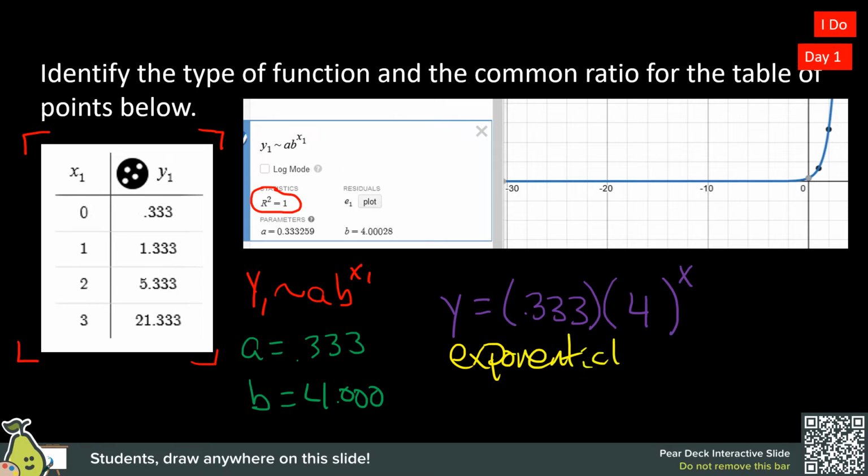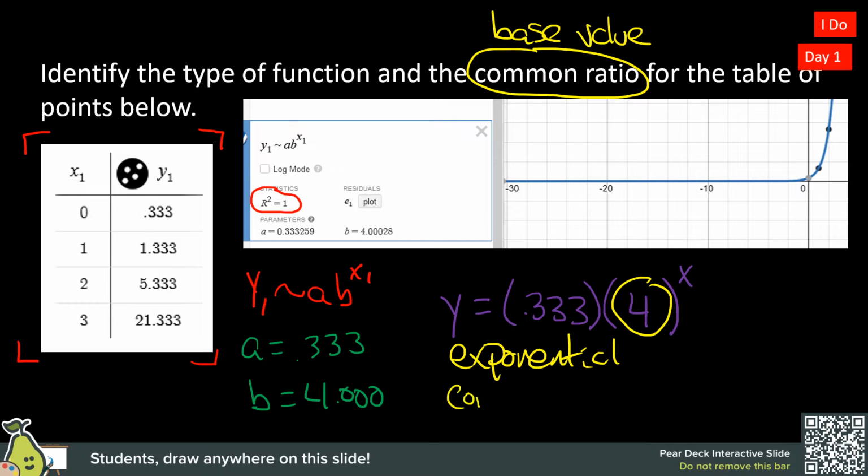Okay, and the next part is asking us for the common ratio. Your common ratio is always going to be your base value. So my base value in this case is 4, so we would say exponential with a common ratio of 4. Okay, if you have any questions on how to put this into Desmos, please send me a message on Teams. I'll be more than willing to help you out.